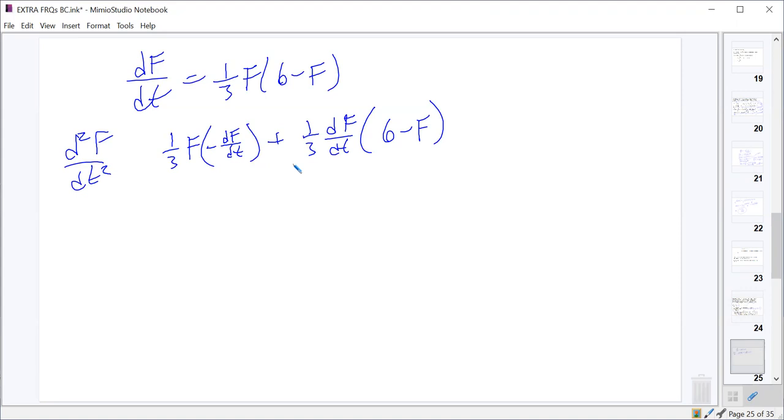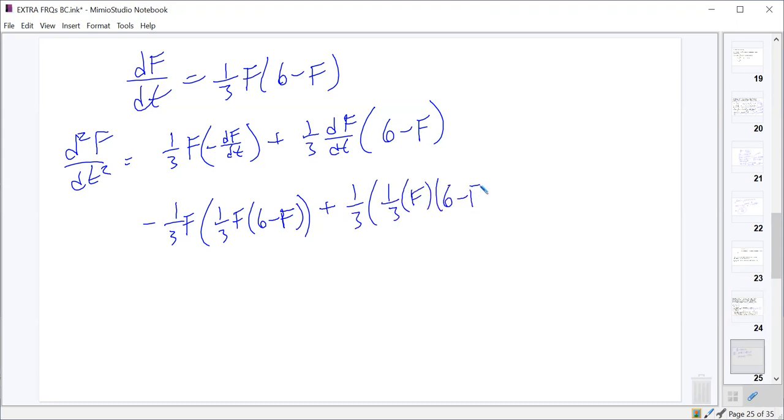You don't have to factor out the df/dt if you don't want to. You can just replace each df/dt with 1/3 f times 6 minus f. And in fact, let's just do that. 1/3 f with a negative out in front times 1/3 f times 6 minus f, plus 1/3 of 1/3 of f times 6 minus f times 6 minus f. So a lot of 1/3s and 6 minus f's and whatnot, but we end up with negative 1/9 f squared times 6 minus f plus 1/9 f times 6 minus f squared.